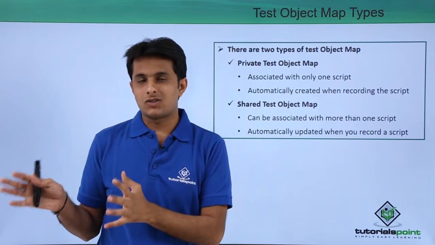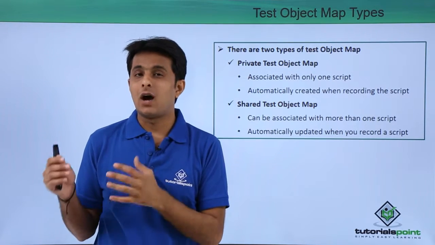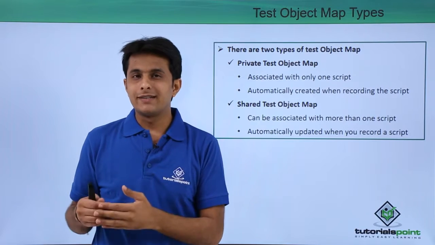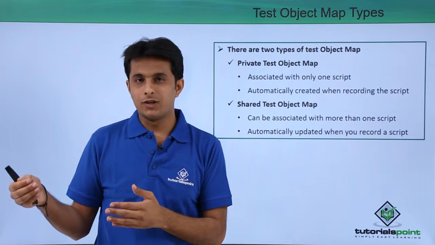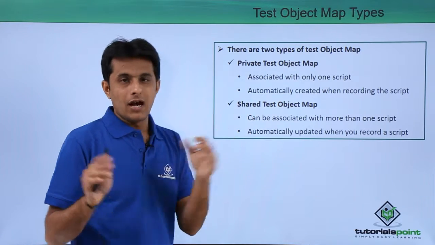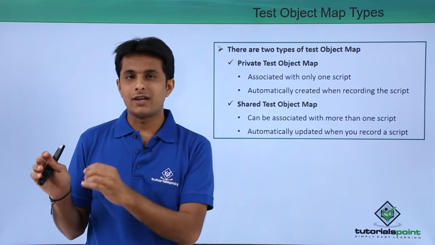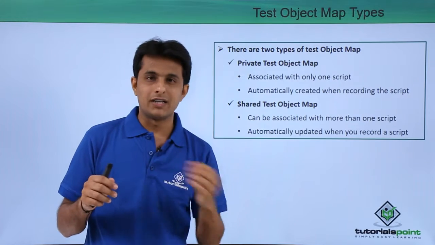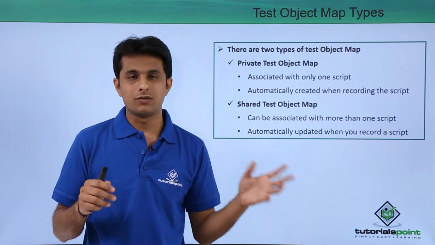Whereas the shared test object map, how is it created and how is it associated? You can create it below the projects folder. You can create that test object map, that is the shared test object map. After creating the shared object map, you can use it with multiple scripts. The number of scripts you want, you can use it.